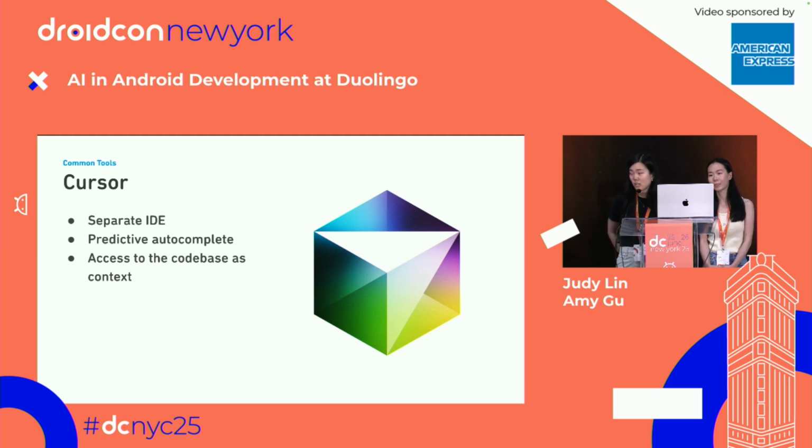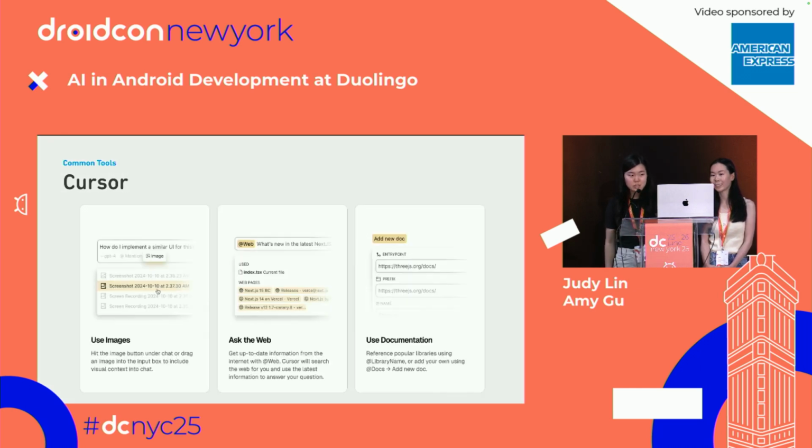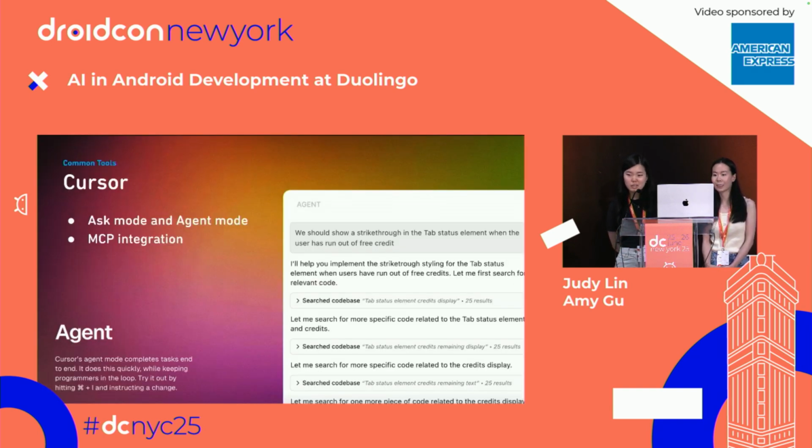The last tool we'll cover here is Cursor. You're probably already familiar with it. It is a separate IDE with powerful predictive autocomplete and access to your entire code base as context. You can also provide images, websites, and docs as context too. It has Ask mode and Agent mode, and it integrates with MCP.